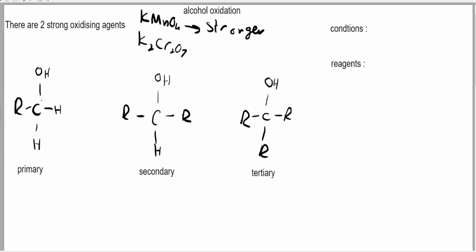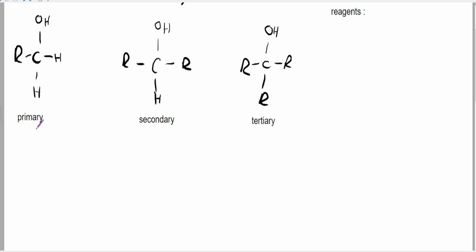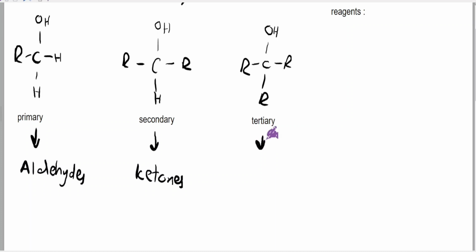So primary alcohol is an alcohol that has only one R group. Secondary alcohols have two R groups attached to the carbon, which has the OH group. And obviously tertiary has three R groups. Now primary alcohols can oxidize to form aldehydes. Secondary alcohols can oxidize to form ketones. And tertiary alcohols do not oxidize at all. So there is no oxidation.